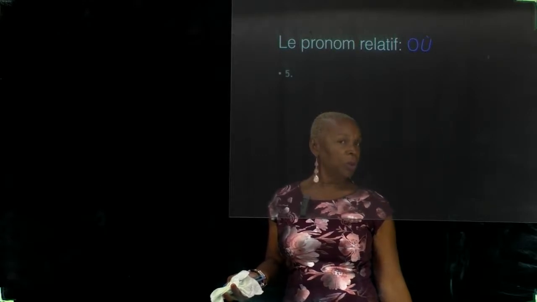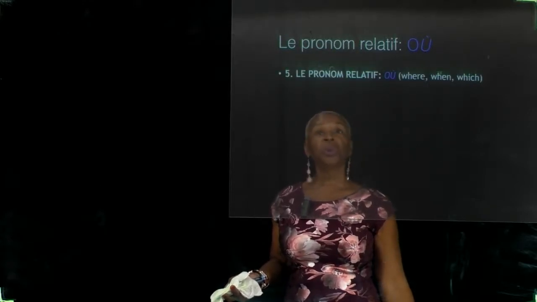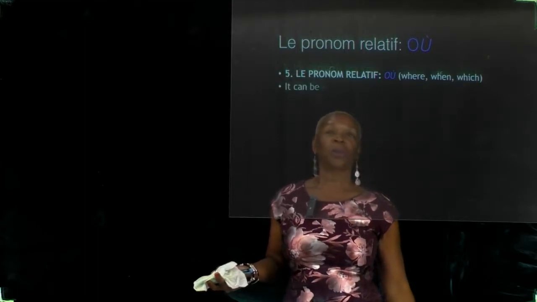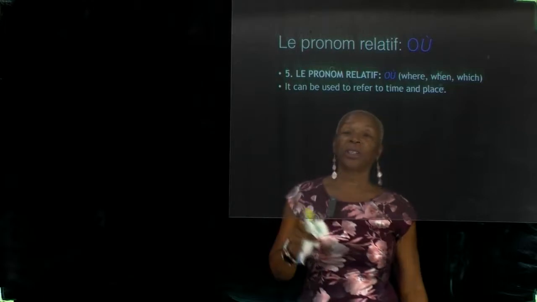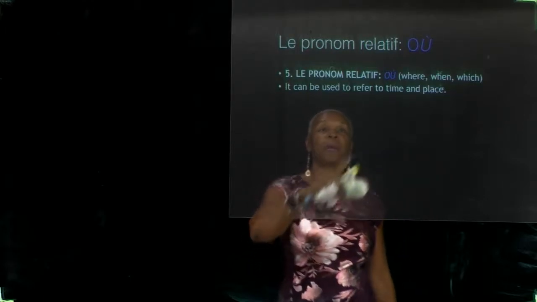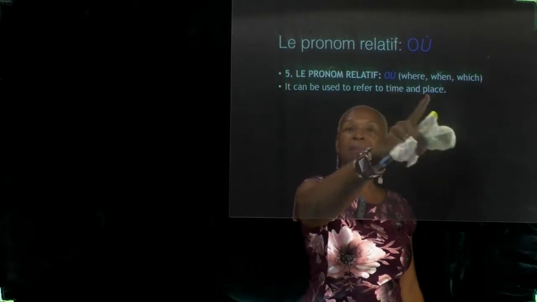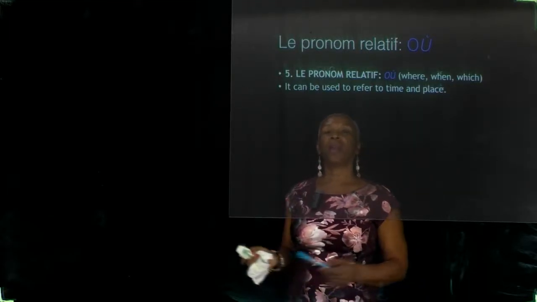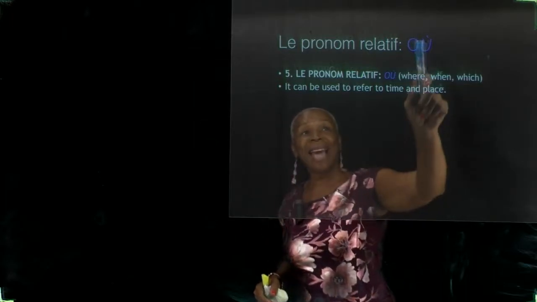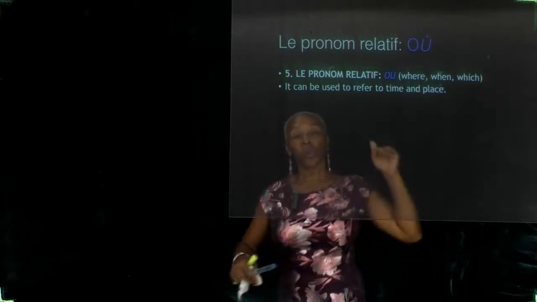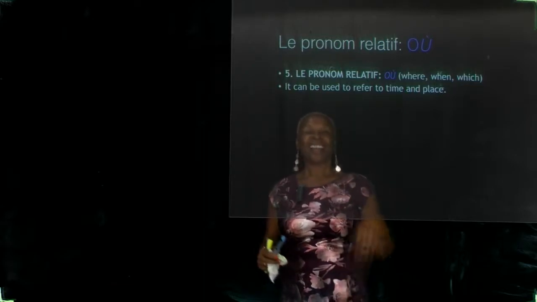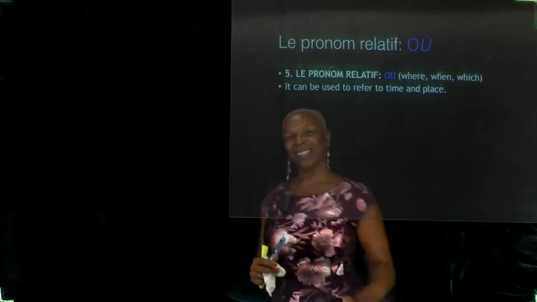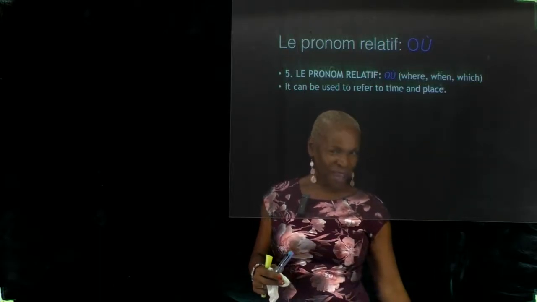So what about où? Le pronom relatif où qui veut dire where, when, which. So, I told you earlier on, vous pouvez l'utiliser pour parler du temps et des lieux. Time and place. Okay? And it's different from the other ou that means or because it has an accent. The accent mark tells you where. The time, the location, the place. That's why it has an accent. Où. Okay?